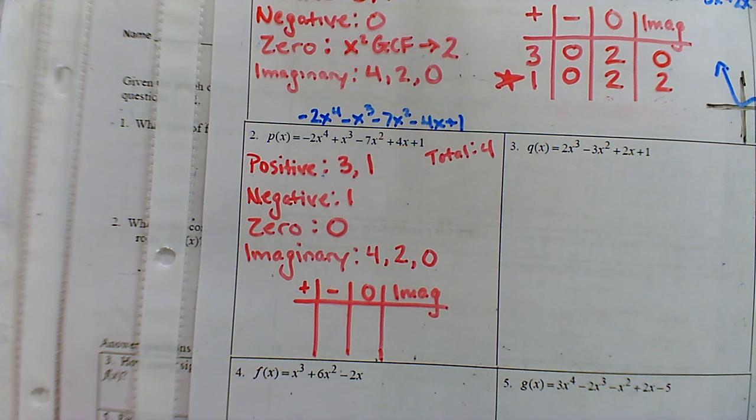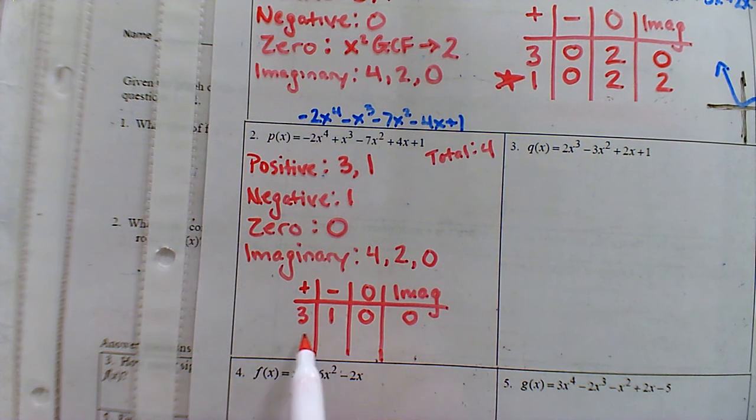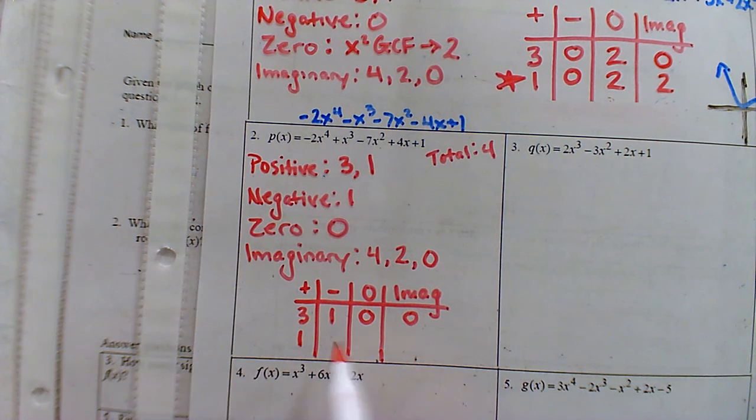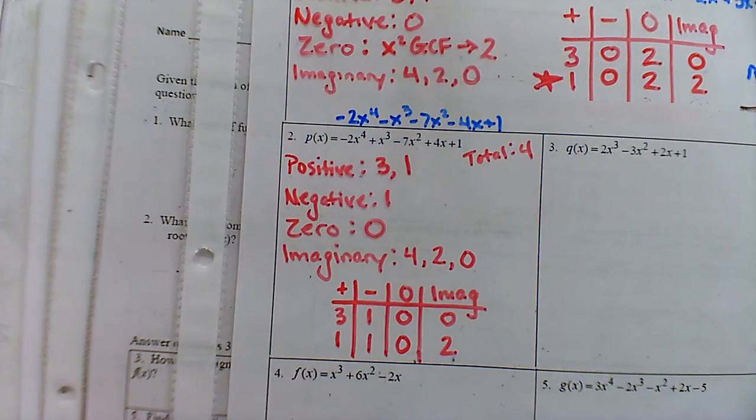So possibilities. We could have 3 positive x-intercepts. We'll always have 1 negative. We will never have any at the origin. So what does that leave as a possibility for imaginary? We got 0, because our total was 4. Another possible combination, we could have 1 positive x-intercept. We'll always have 1 negative. We'll never have any at the origin. So that leaves a total of 2 as the imaginary. I think those are the only 2 combinations we have.